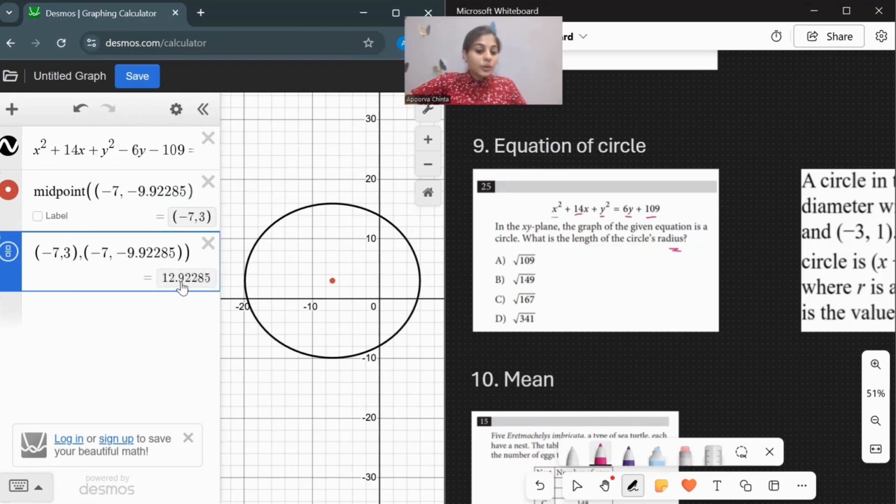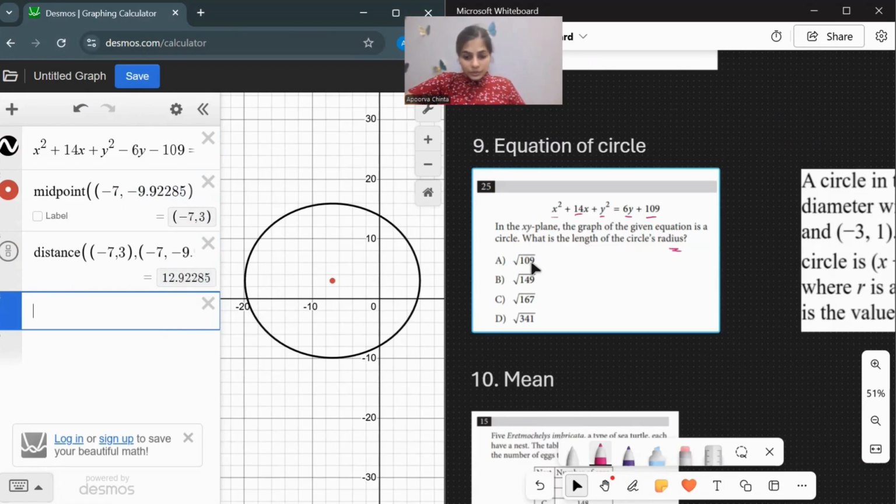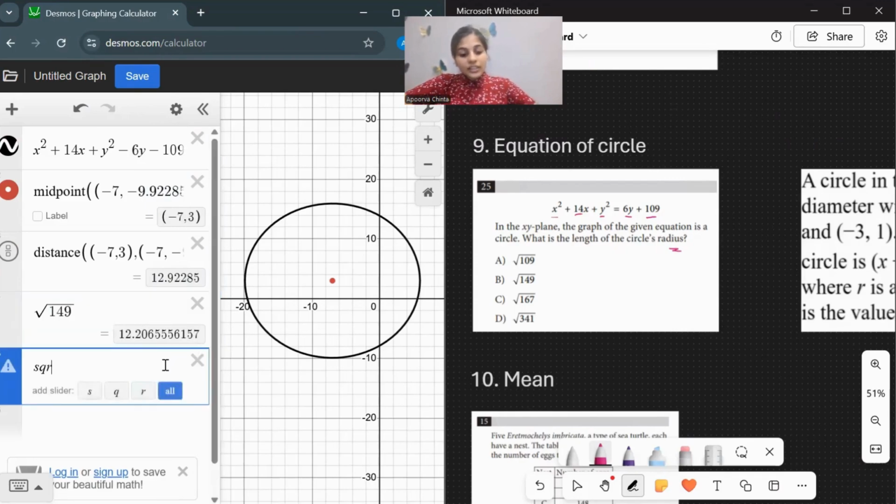So I got 12.9. So which is that option? The first option is root over 109, which will give us 10 point something. So first is not right. Now the next one is 149. So let's see, square root of 149 is 12.2. So this is also not the right answer. Now the next one is square root of 167. That is 12.922, which is the right answer.